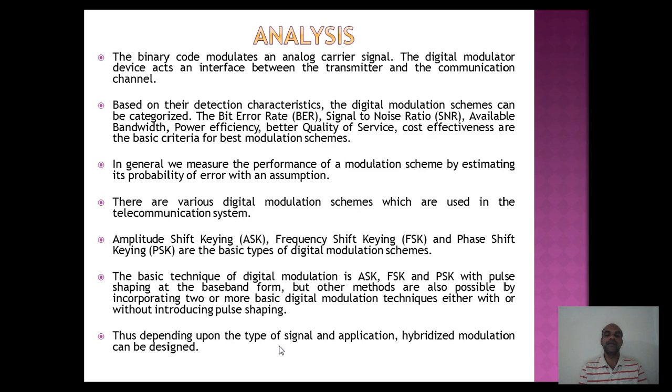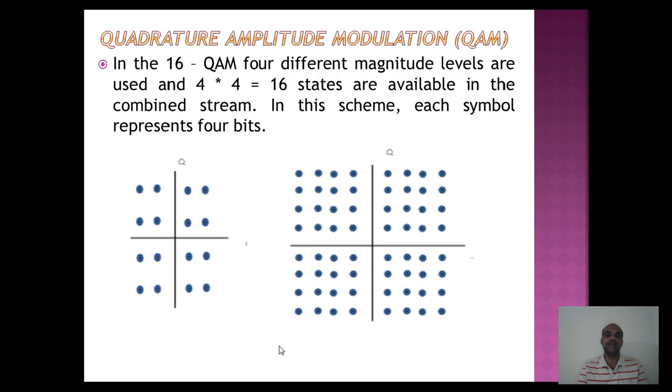The basic techniques of digital modulation are amplitude, phase shift keying, and frequency shift keying with pulse shaping at baseband form, but other methods are also possible by incorporating two or more basic digital modulation techniques, either with or without introducing pulse shaping. So depending upon the type of signal and application, hybridized modulation can be designed. So let us discuss them one by one.